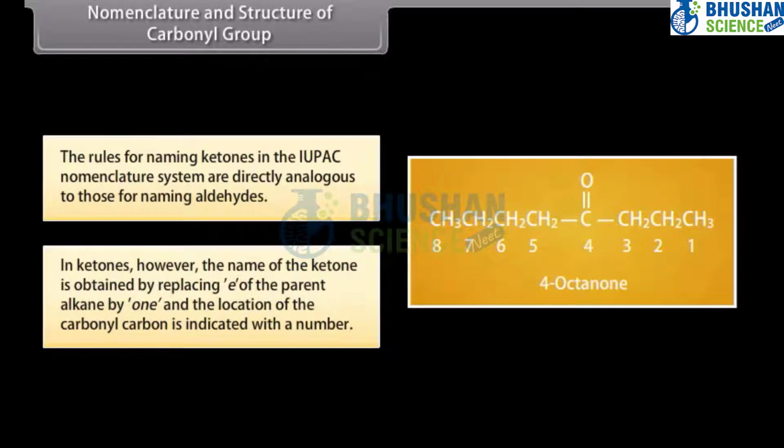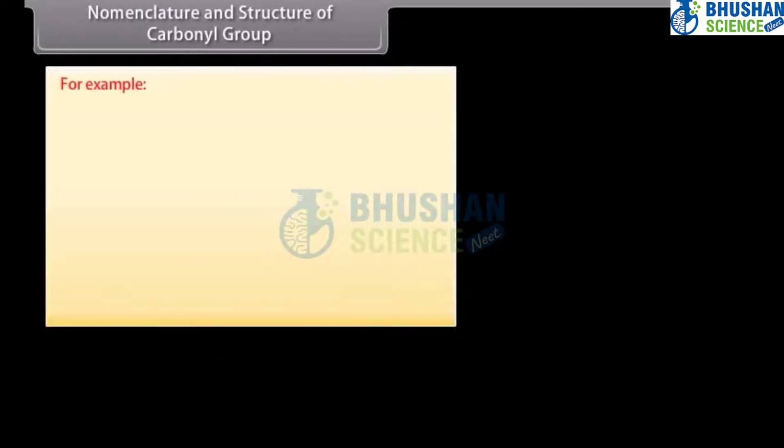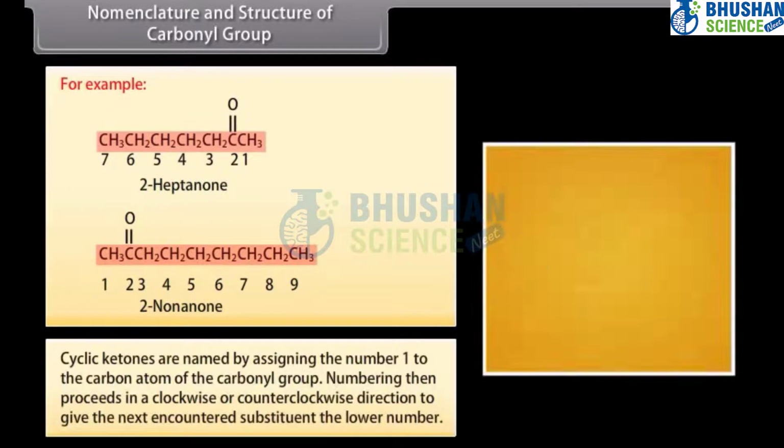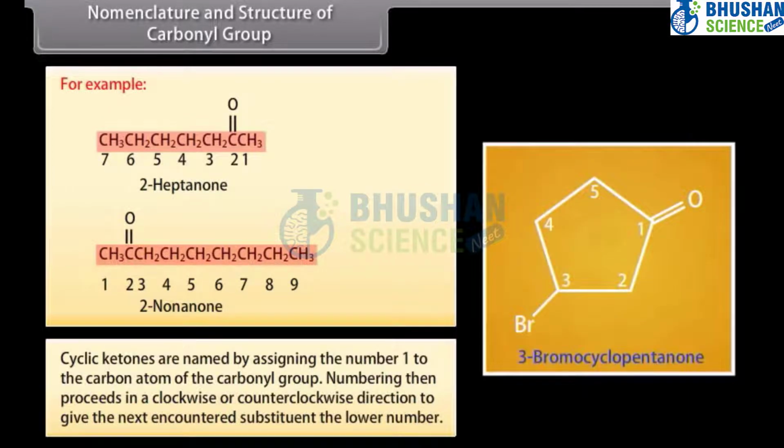In ketones, however, the name of the ketone is obtained by replacing E of the parent alkane by ONE, and the location of the carbonyl carbon is indicated with a number. For example, 2-heptanone, 2-nonanone. Cyclic ketones are named by assigning the number 1 to the carbon atom of the carbonyl group. Numbering then proceeds in a clockwise or counterclockwise direction to give the next encountered substituent the lower number.